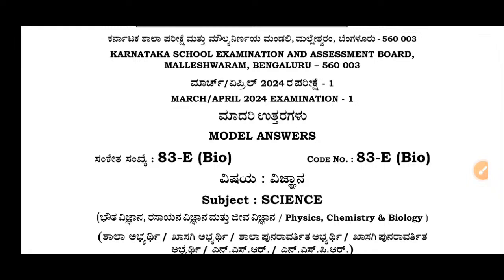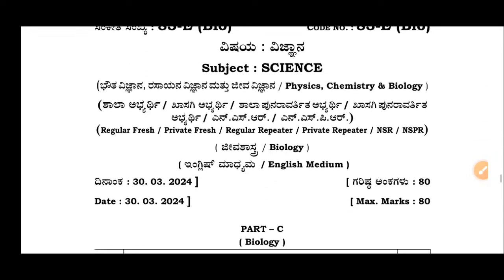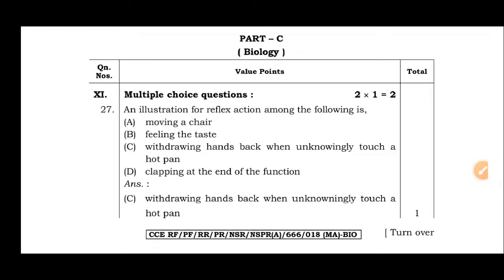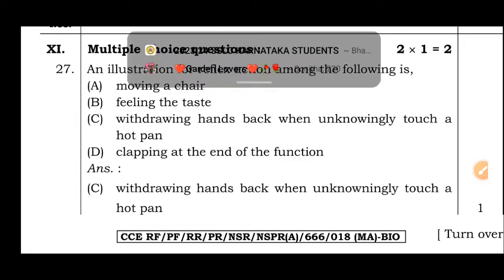Book 2024 Science Annual Question Paper, English Medium. Okay, now we are going to discuss the biology part. Let's start. First of all, we have to discuss the multiple choice questions. In the biology part, 2 multiple choice questions are there, each carrying 1 mark.